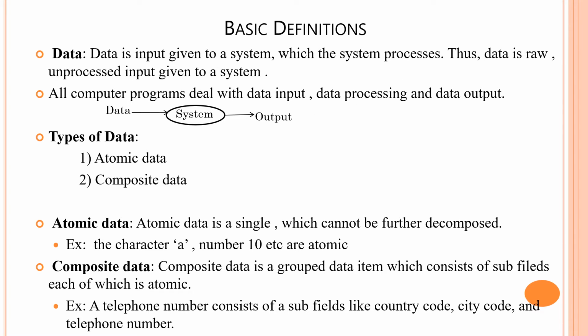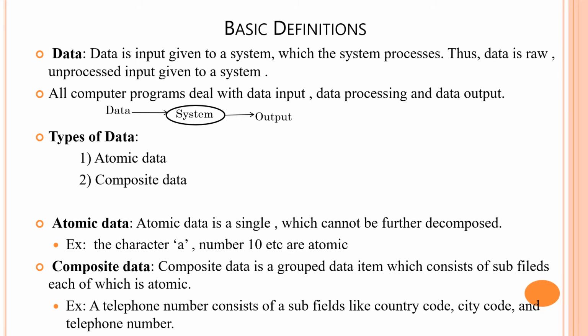In this slide, we are going to discuss some basic definitions. First definition is data. Data is raw or unprocessed data which is given to a system as input. Then the system processes that data and generates the output.